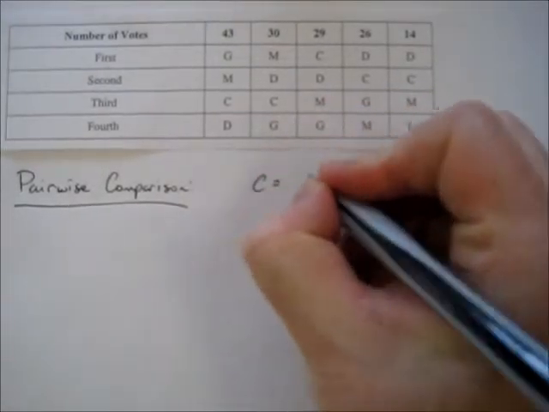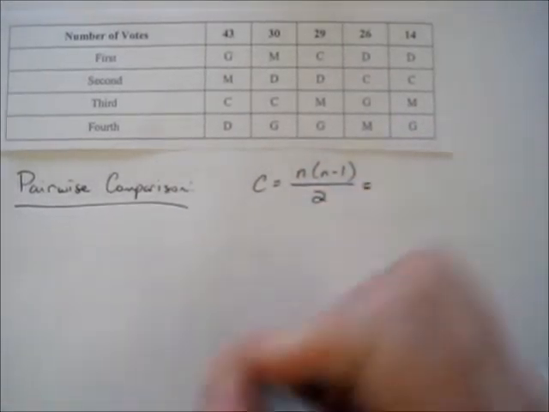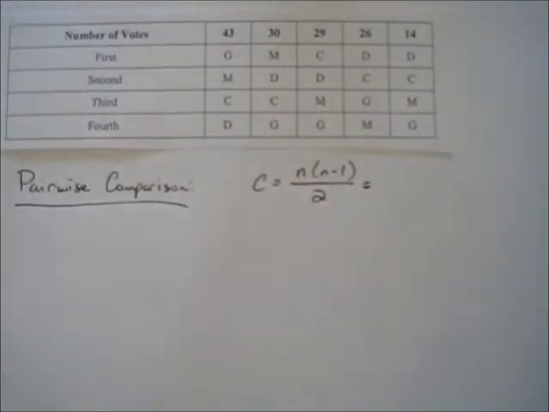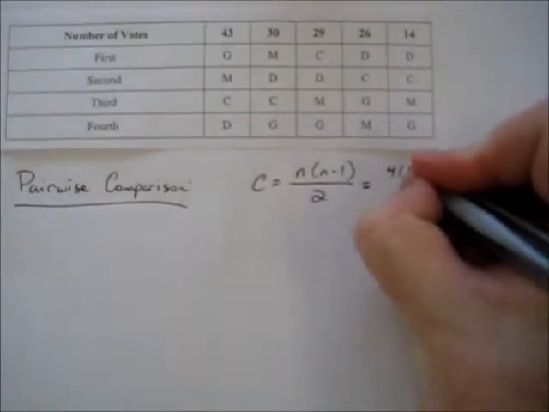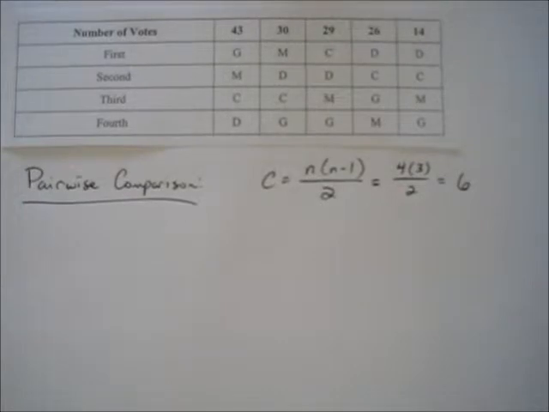The last method of conducting an election that we'll look at is the Pairwise Comparison method. There's a formula in your text that tells you how many comparisons you will need to make based on the number of candidates. It says that the number of comparisons is n times n minus 1 divided by 2, where n is the number of candidates. We have 4 candidates, so we have 4 times 3 divided by 2, which is 6. So there will be 6 total comparisons that we need to make.